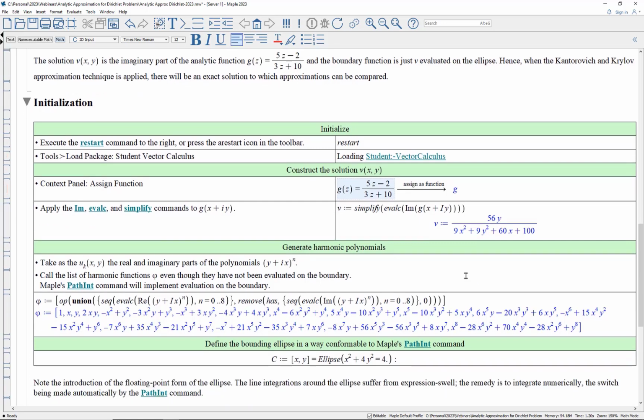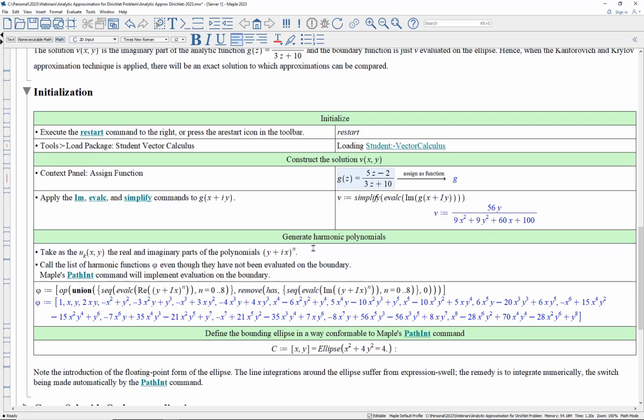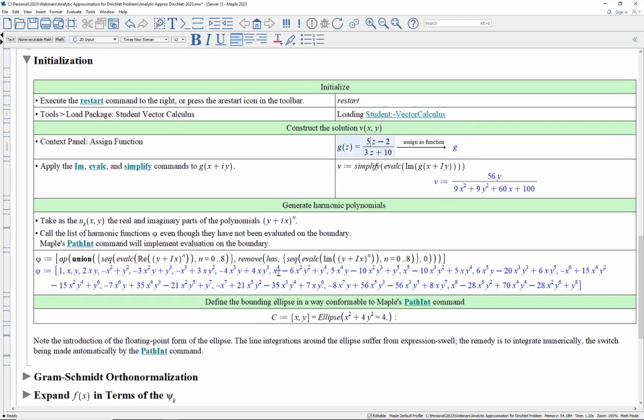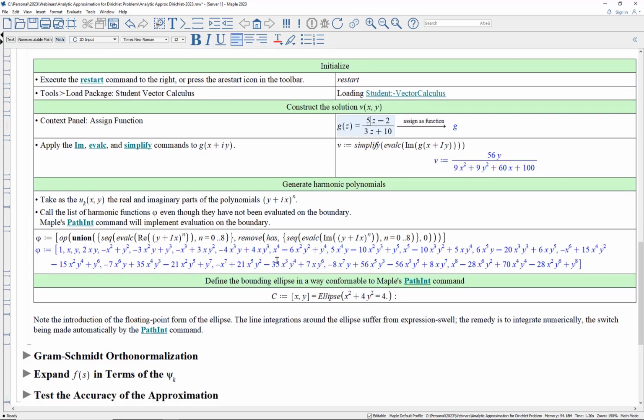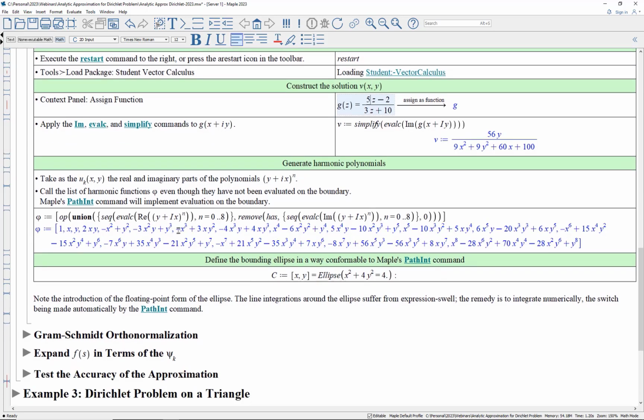Now I have to generate these polynomials, UK. Do it the same way I did before. I take polynomials, evaluated at y plus ix. There's one that comes out to be 0. I knock it out. Put them all back together. I have this string of polynomials.